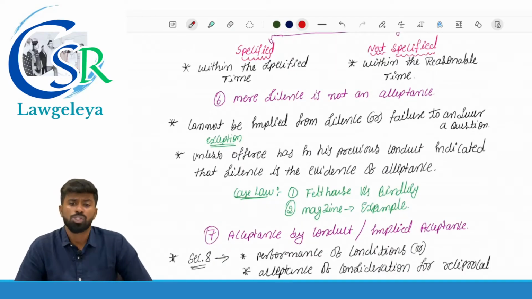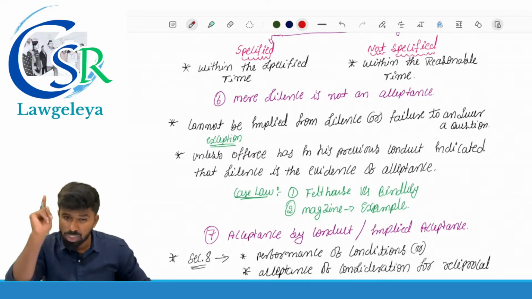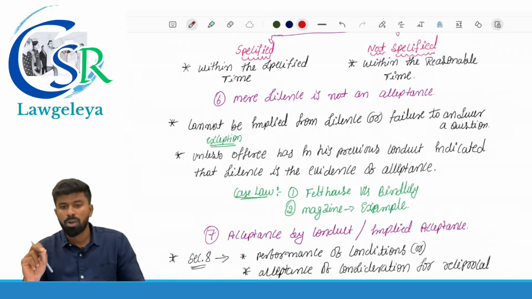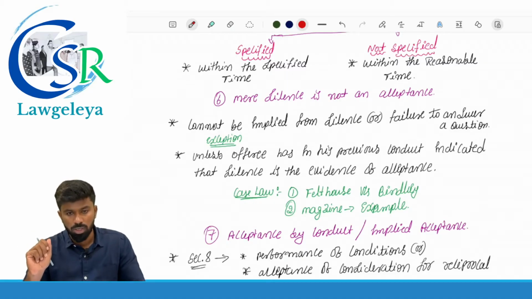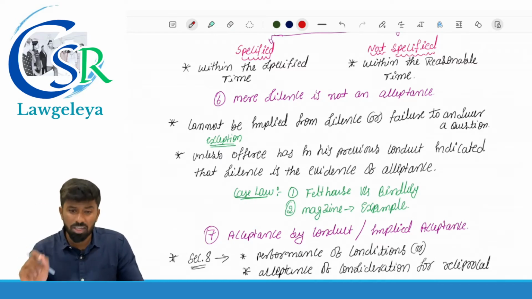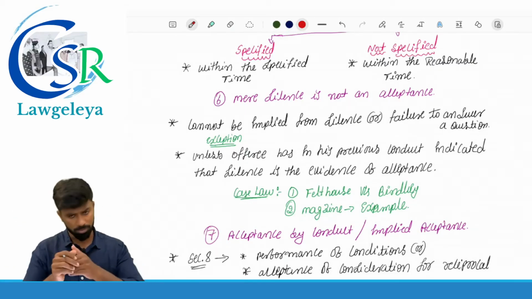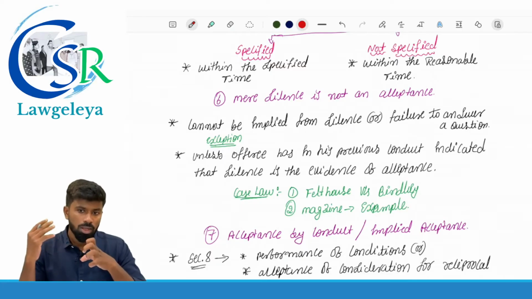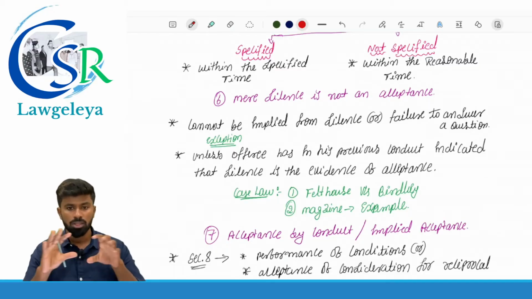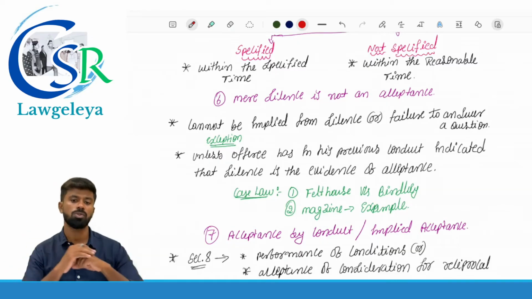No, mere silence is not an acceptance. You can presume rejection by silence but not acceptance by silence, but there is one exception. I repeat, acceptance cannot be implied from silence or failure to answer your question. But there is an exception. What is the exception? Where the offeree has in his previous conduct indicated that silence itself is the evidence of acceptance, meaning where it was agreed in the previous conduct that silence of the offeree itself is an acceptance, then silence can be considered as acceptance. Other than those exceptional cases, an acceptance cannot be implied from silence or failure to answer a question.